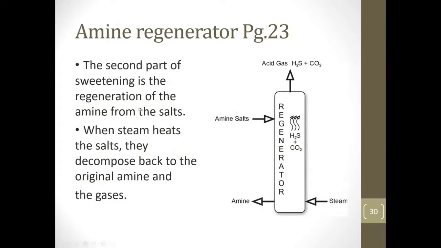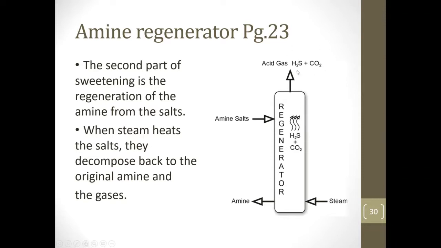Okay, the amine regenerator, once it gets through there and starts doing its stripping of the H2S and the carbon dioxide, goes into what's called an amine regenerator. This is the second part of the sweetening process, and it's recycling basically the amine from the salts that were generated in the previous process. When the steam heats the salts, they decompose back into the original amine and the gases. The amine will then be used in the previous step again to do the primary stripping, and the resulting acid gas is given off for future processing.